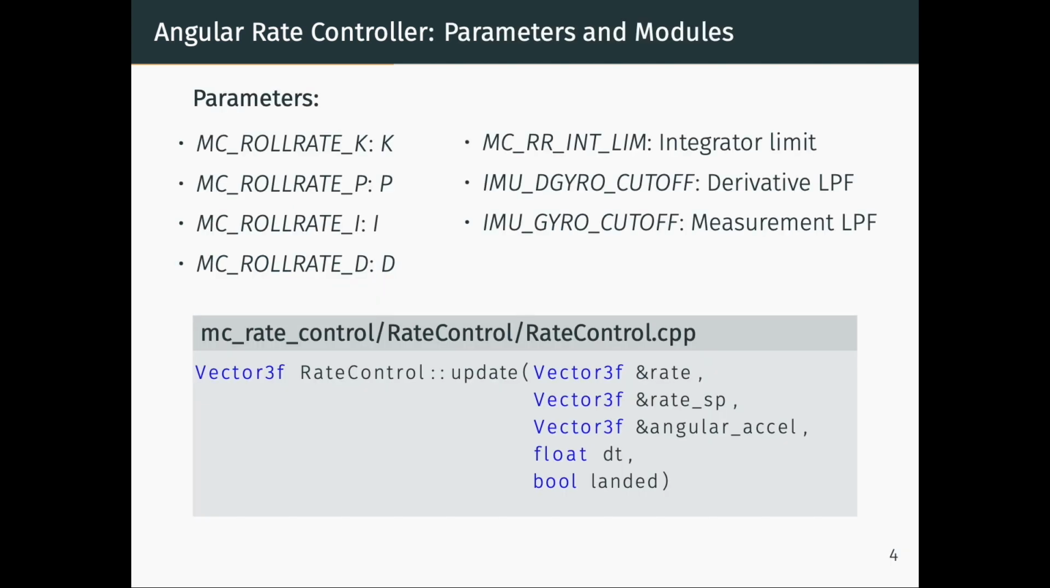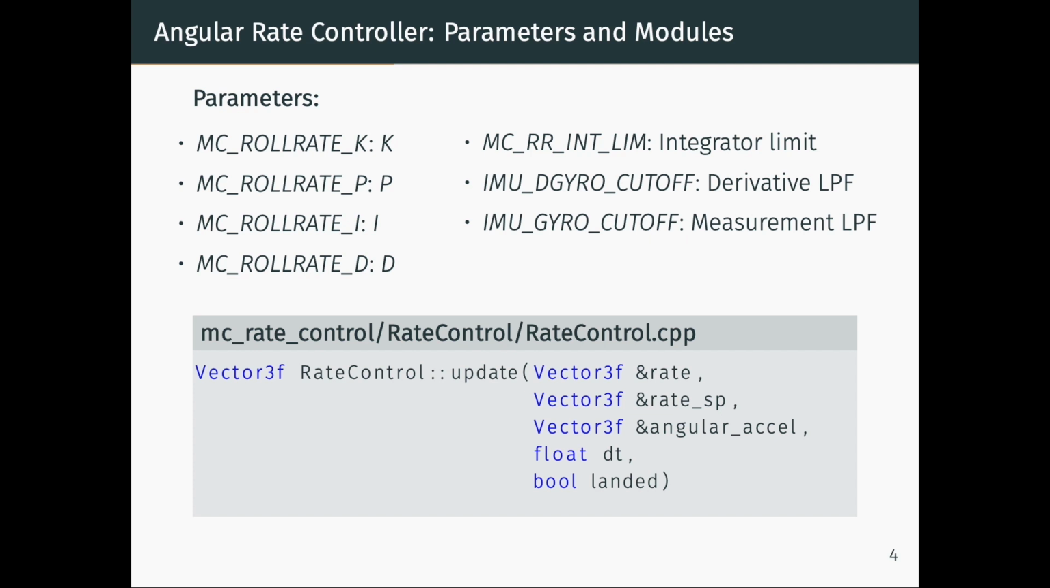Here are the different parameters you can tweak for the angular rate controller. The K, P, I, and D terms are denoted by the parameters MC roll rate K, P, I, and D. The same parameters exist for both pitch and yaw. The MC RR int lim parameter is the limit of the integral term. The RR can be replaced by PR or YR for pitch rate or yaw rate. The parameter to adjust the cutoff frequency of the filter on the derivative path is IMU D gyro cutoff.